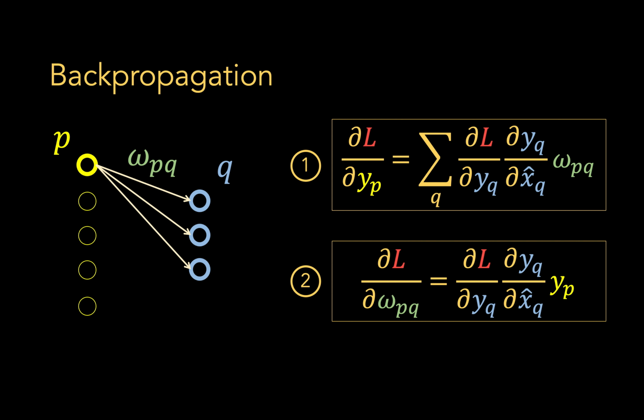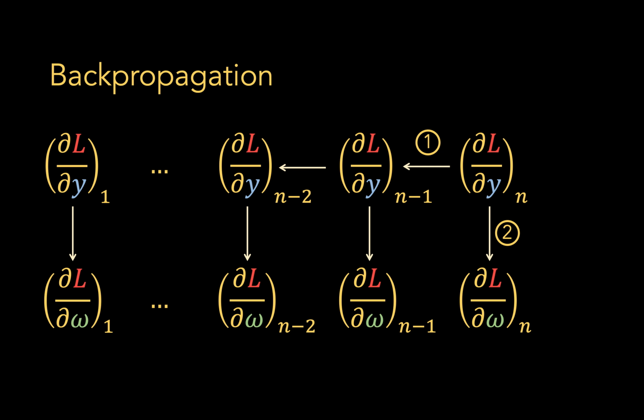Equation 2 then allows us to calculate the gradient of L with respect to the weight between neuron p and one specific neuron q, given dL by dy_q. So, equation 1 is responsible for this horizontal motion here, backpropagating all the way to layer 1 from layer n, and equation 2 is responsible for translating dL by dy to dL by dω for each neuron. Hence, this procedure is named the backward propagation of errors, or backpropagation for short.